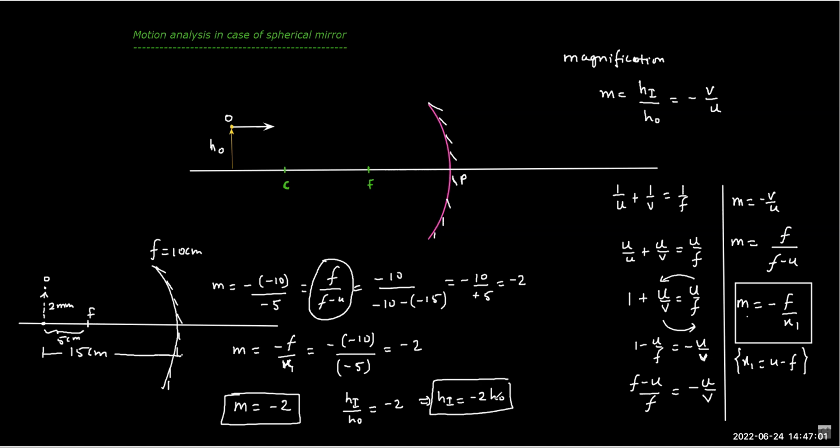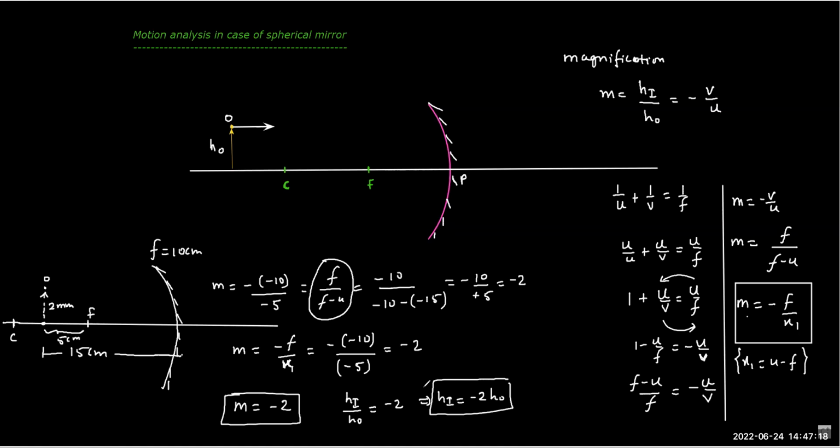And negative is saying that it will be inverted. So of course, if the object is between C and F, the image will be beyond C. I mean, of course, I cannot show it because space is the constant, but you can realize this.